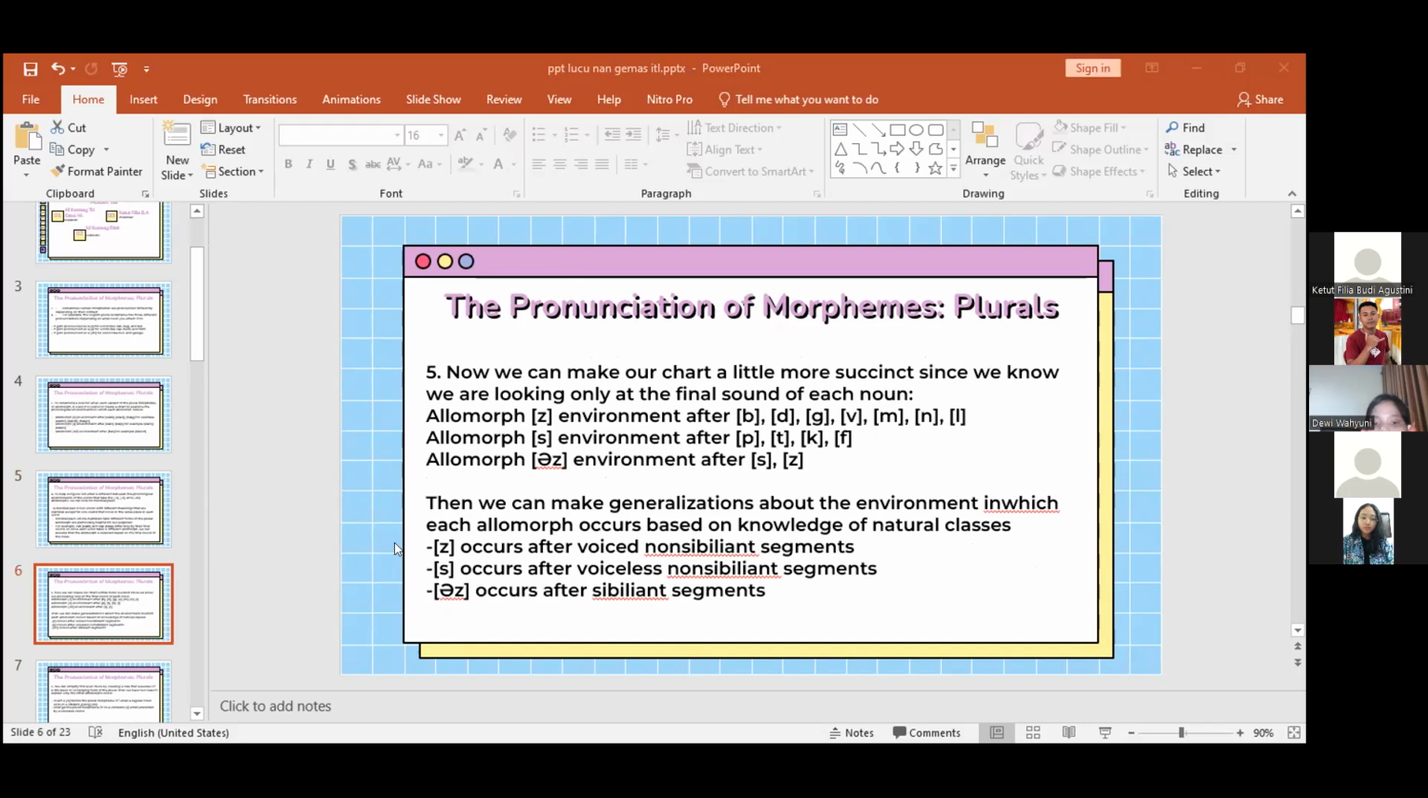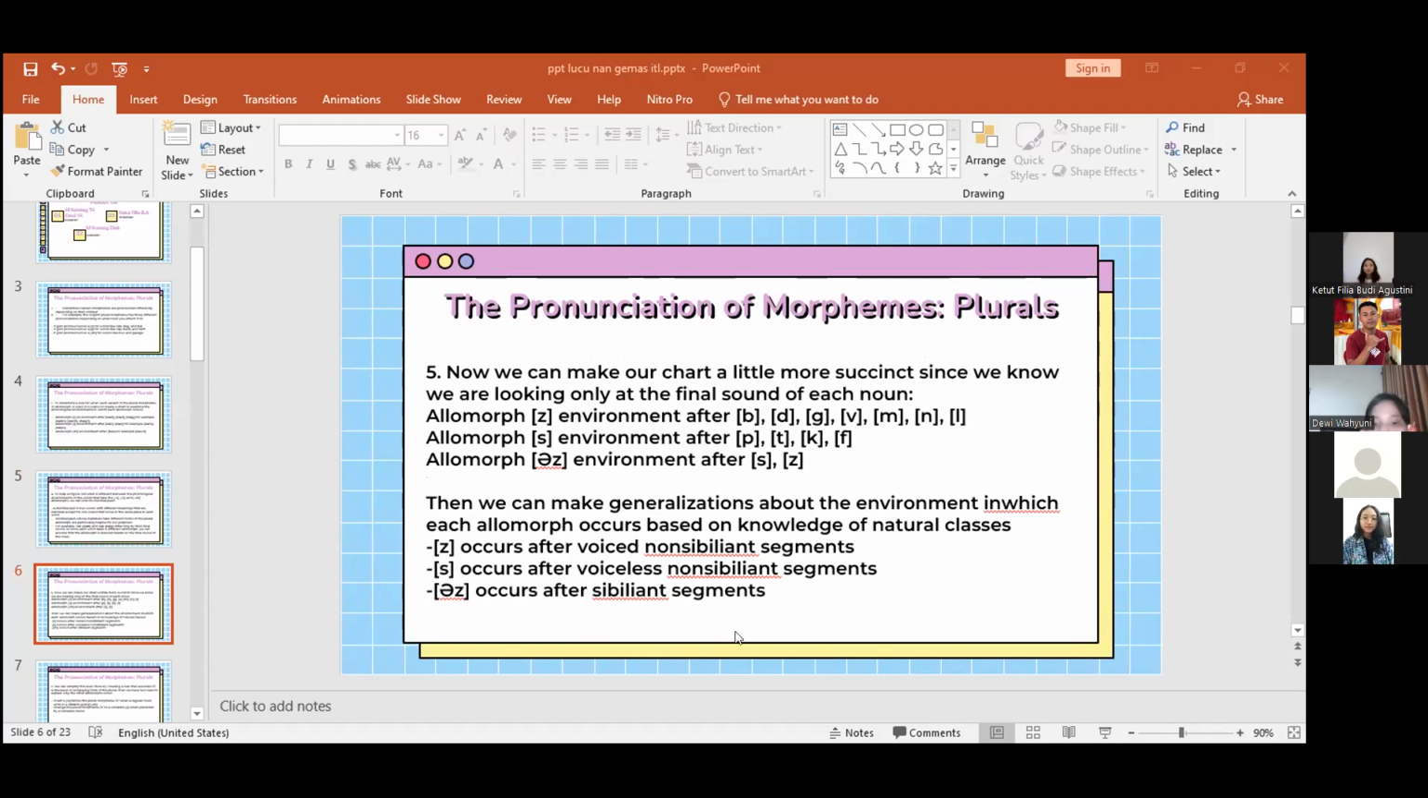Five, now we can make our chart a little more succinct since we know we are looking only at the final sound of each noun. Allomorph Z, environment: after B, D, G, V, M, and L. Allomorph S, environment: after P, T, K, F. Allomorph iz, environment: after S and Z.